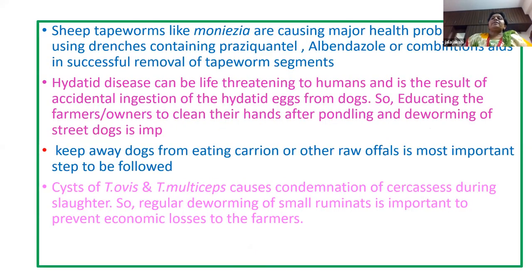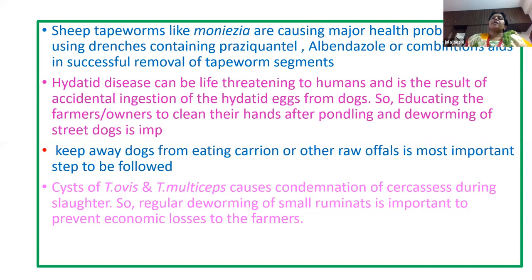To conclude, tapeworms pose a major threat to our small ruminants. So it is imperative to safeguard our sheep and goats from tapeworms like Moniezia, as they are causing serious health problems. For the control of ruminant tapeworms, it is better to go for bolus preparations containing albendazole and praziquantel, which cause successful removal of all these tapeworm segments under field conditions.